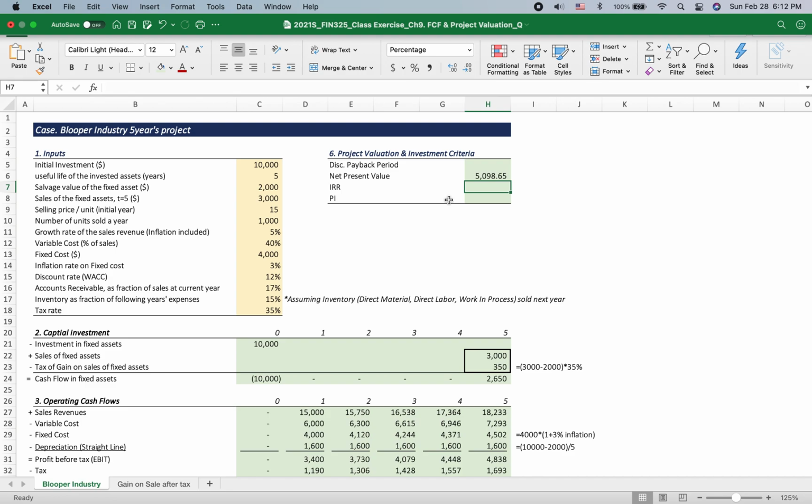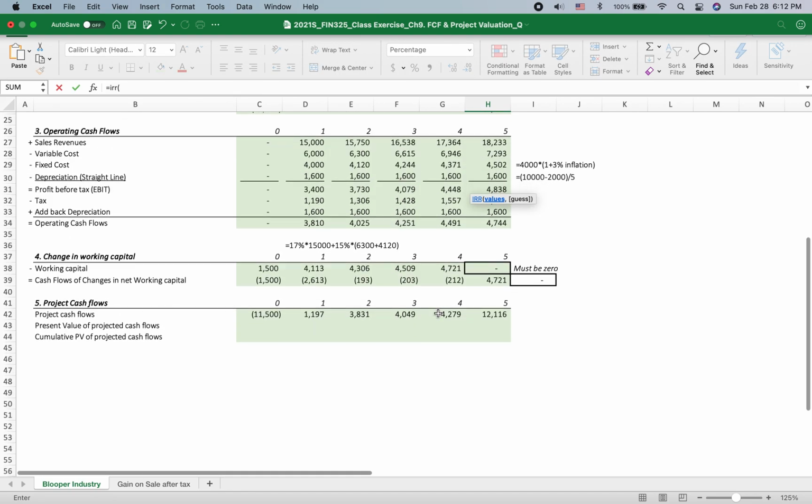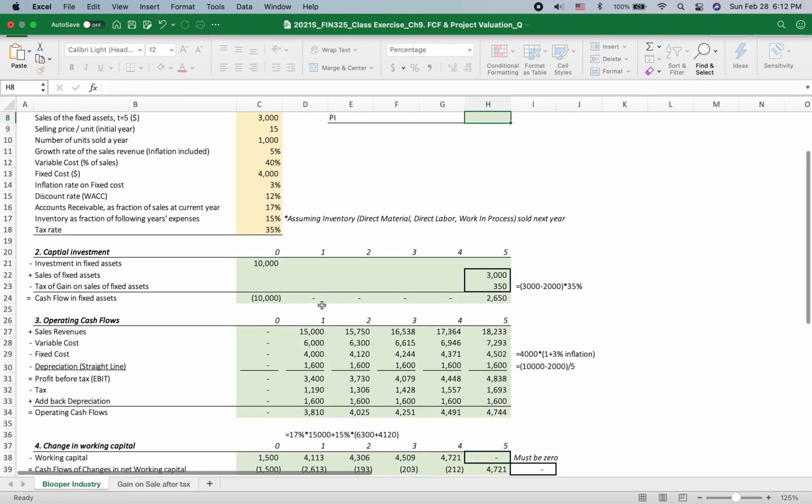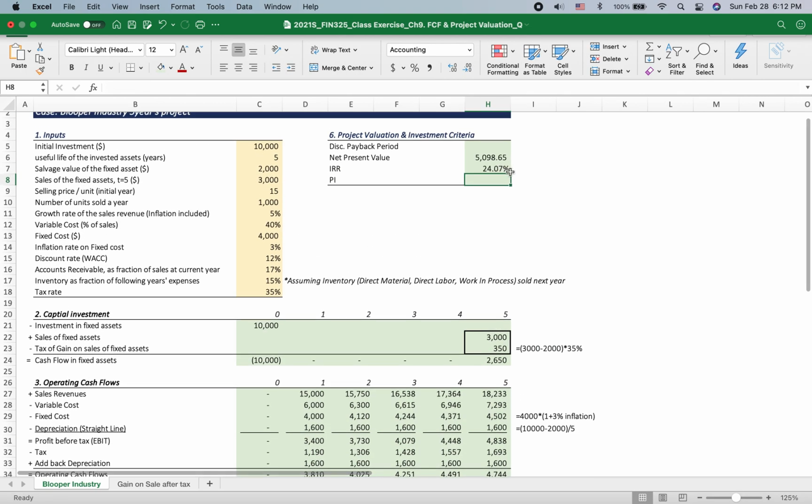How about IRR? Once this NPV is greater than 0, this IRR should be greater than the discount rate of 12%. So how to calculate IRR? We include all these cash flows, including the initial outlay, 11,500. And then we got a 24% IRR, which is very acceptable because it is higher than the discount rate, 12%.